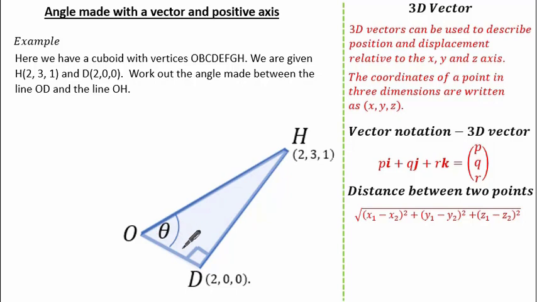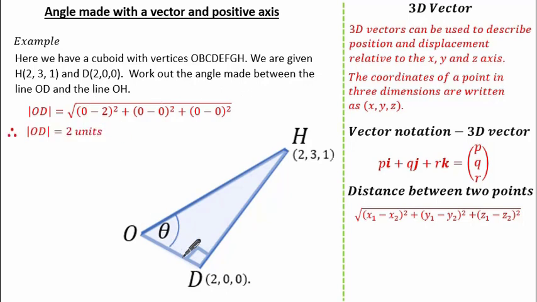Remember the formula. The formula states to work out the length or the distance between 2 points. It's the difference between the x coordinate squared, add the difference between the y coordinate squared, add the difference between the z coordinate squared, all square rooted. So, given this is the origin, it's simply 0 subtract 2 all squared, add 0 subtract 0 all squared, add 0 subtract 0 all squared, and then we're going to square root the whole thing. This gives me the length OD to be 2 units.